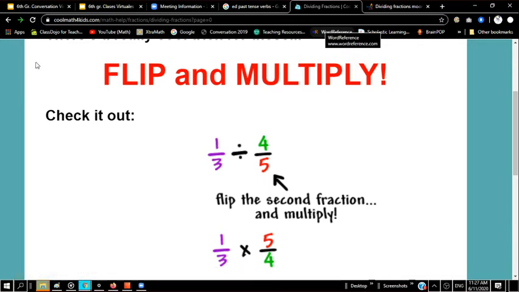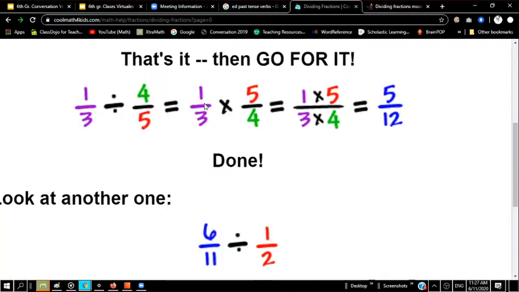It's important that we understand that when you're dividing a fraction, it's always multiplying by the reciprocal. So we would take 1/3 times 5/4, and then that would give us 1 times 5, which is 5, and 3 times 4, which is 12. 5/12 is our answer.